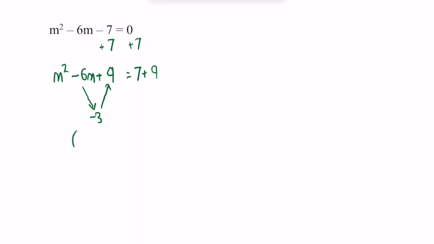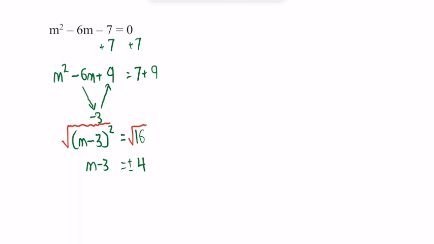Now, because we have a minus 3 in that middle step, when we factor, we would have m minus 3 squared equals, and on the right side, 7 plus 9 is 16. Now we can finish using the square root property. We'll stick a plus or minus in front of the right side. The square and square root cancel out, leaving us with m minus 3 on the left. The square root of 16 is 4.